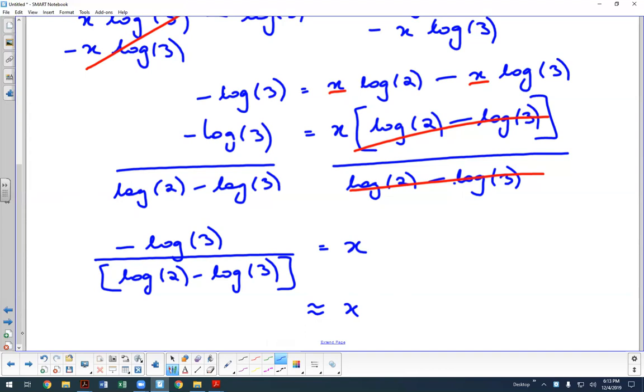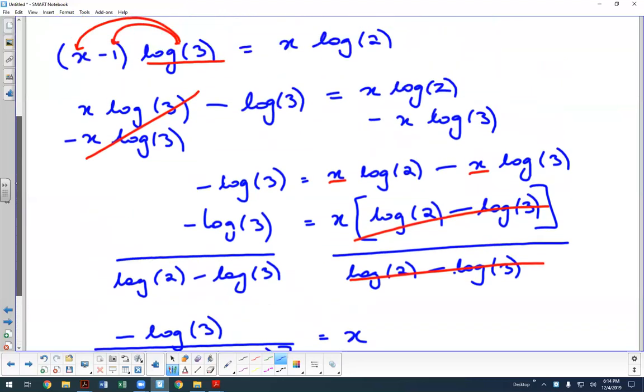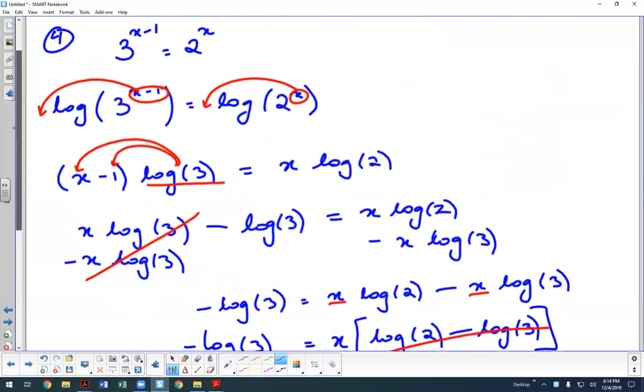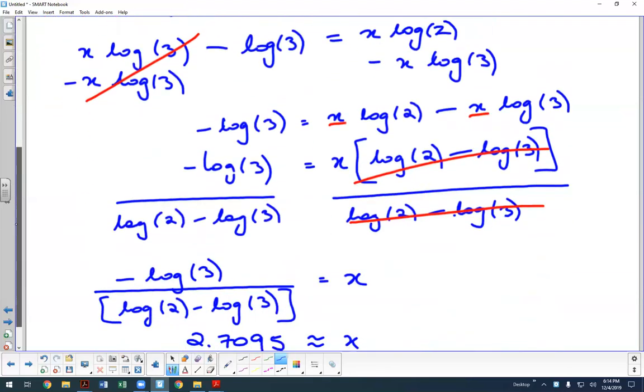So what do you think we get? 2.7095. 2.7095, yeah, that sounds good. Lorexi, is that what you had? Yeah, all right, very good. So this one is a little bit involved just because our x was on 2 different sides and we had to bring it together. So just go through the steps and let me know if you guys have any questions about this stuff.